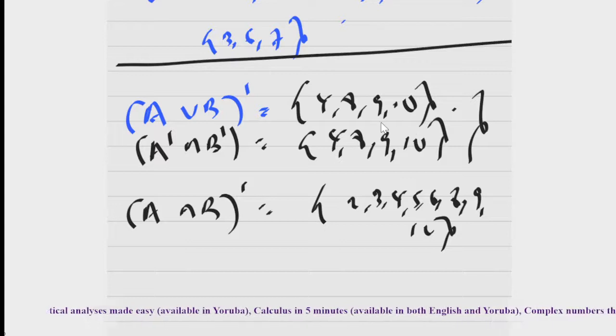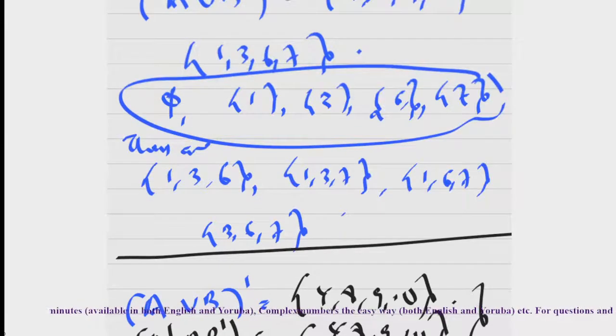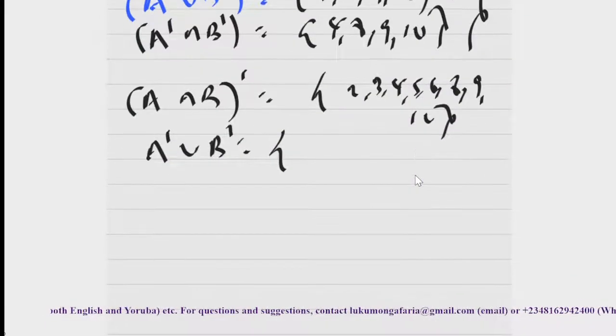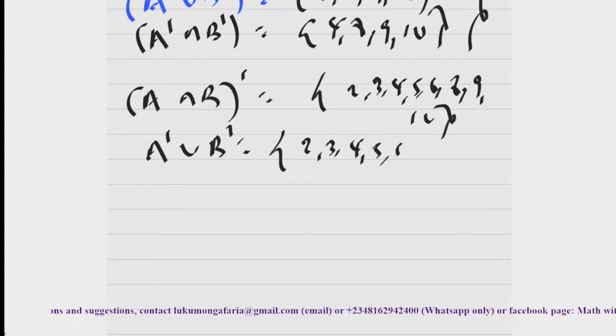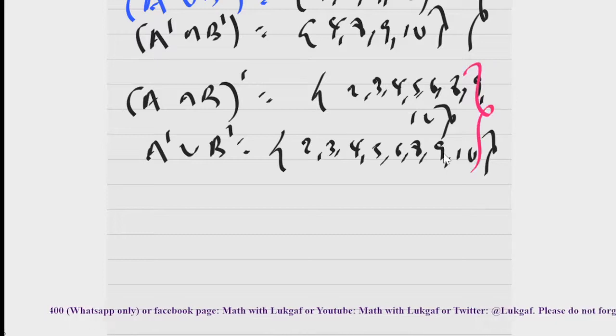You understand now? Okay, now let us find A complement union B complement too. What will be their union? This is A complement, this is B complement. Their union will be 2, 3, 4, 5, 6, 8, 9, 10, right? Which is the same thing as this. You understand now? So what can you deduce? You will see that these two are equal.